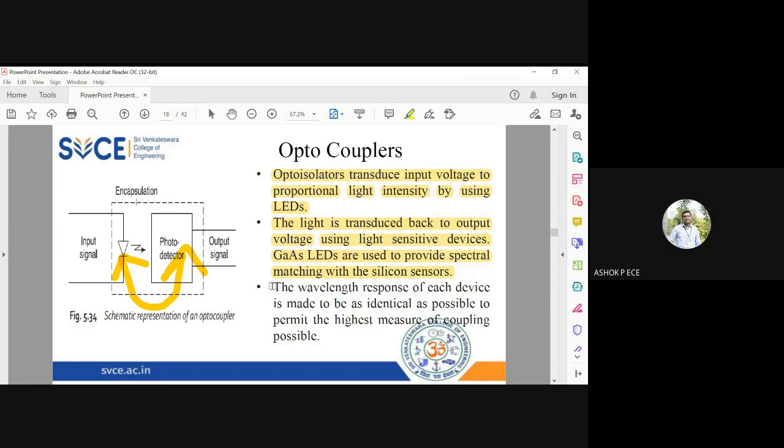See here, the wavelength response of each device has to be identical so that maximum coupling is possible. If you don't configure the source and detector properly, then the device will not work and you will not have coupling possible between the devices. See, this optocoupler is based on how effectively you couple light from the LED to the detector, right? That coupling is maximum only when the LED and the detector are working at the same wavelength. Only then can you ensure that the coupling is maximum. Otherwise, you cannot expect the optocoupler to work properly.